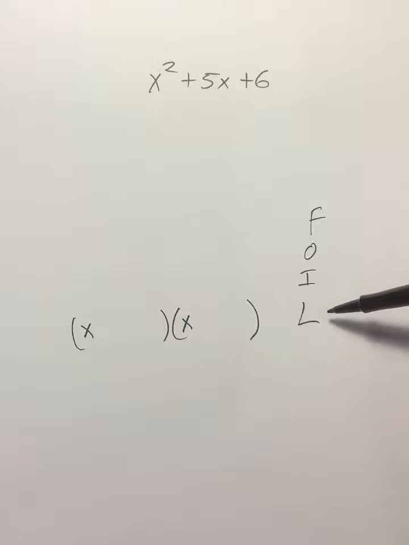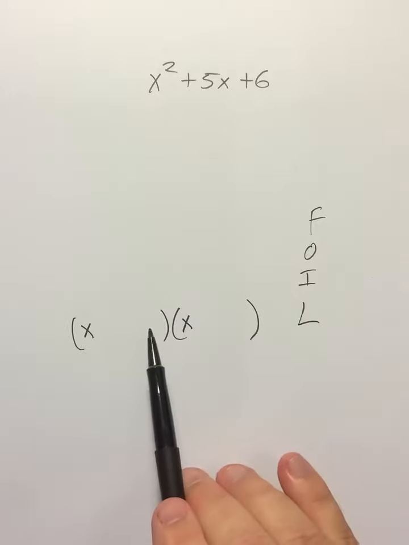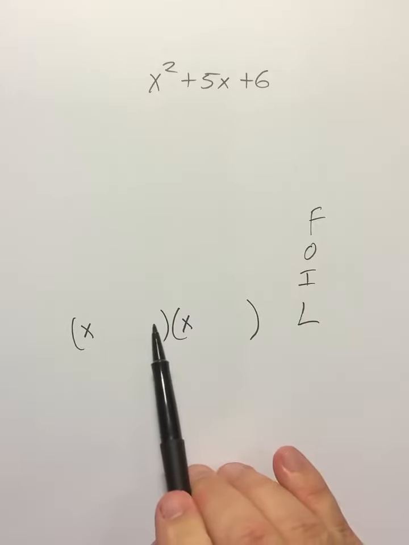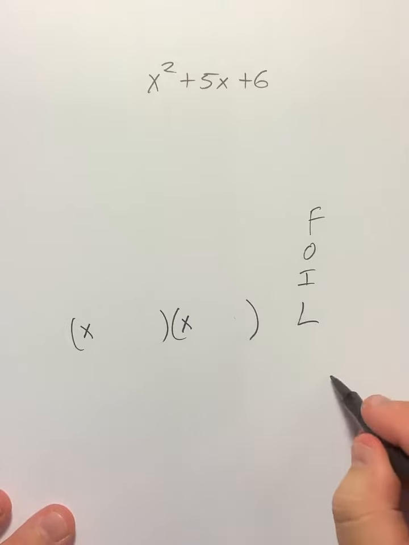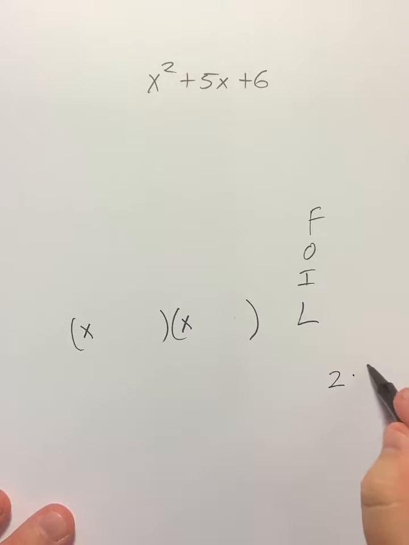Next, we're going to jump down to the last term, and we're going to look at these two spots. Something here times something here has to make 6. Well, there's more than one way to do that. We could do 2 times 3. We could do 1 times 6.